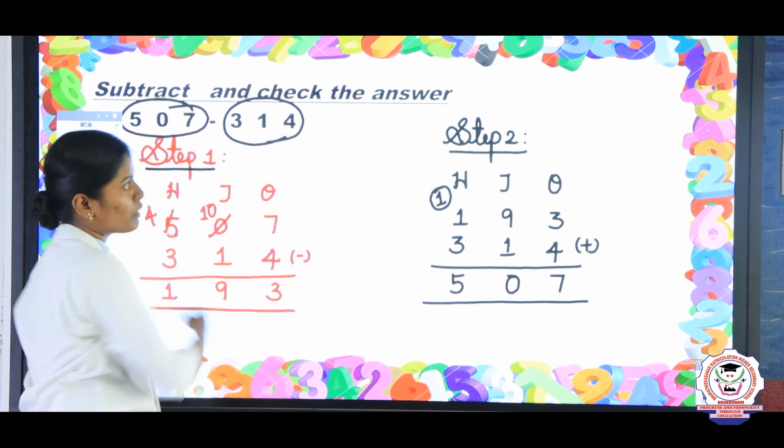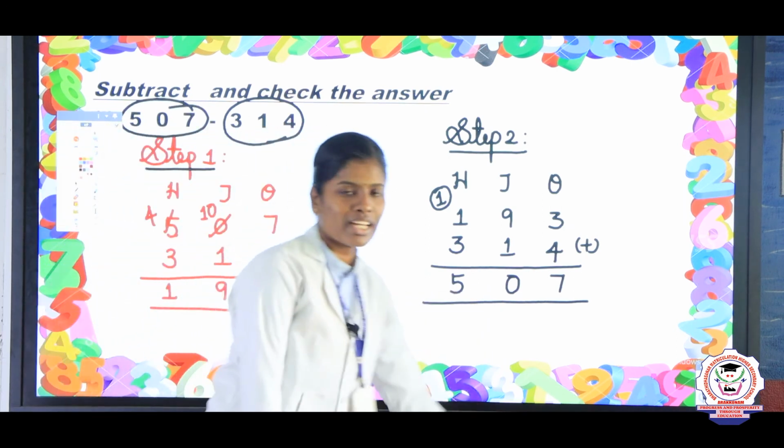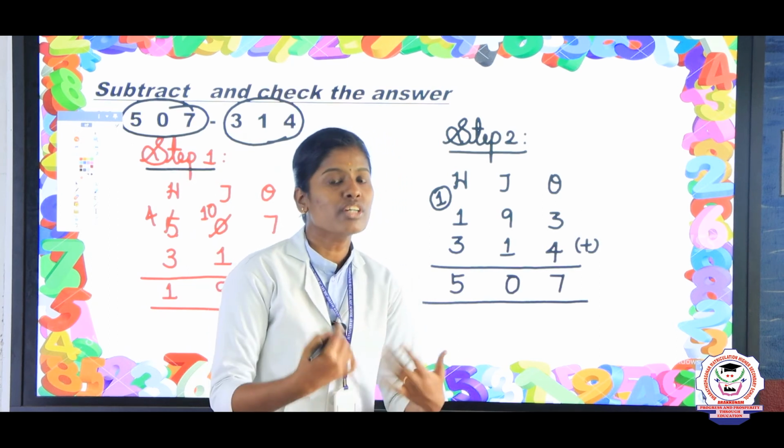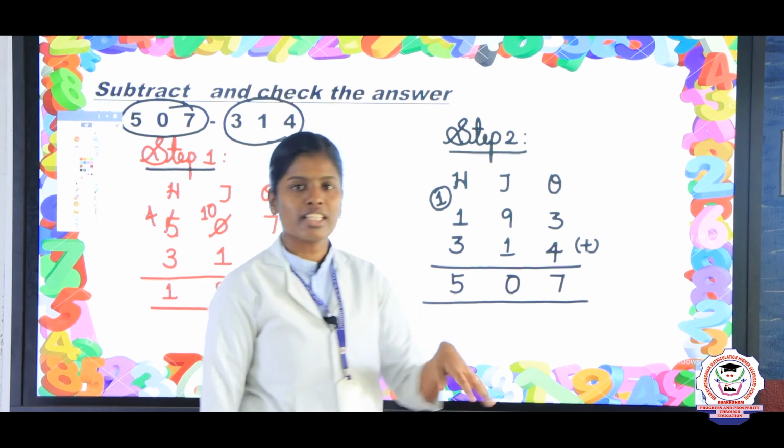So, listen my children, the question's greater number is 507. So, here too we got 507. So, our subtraction is correct. Next, we will see another example.